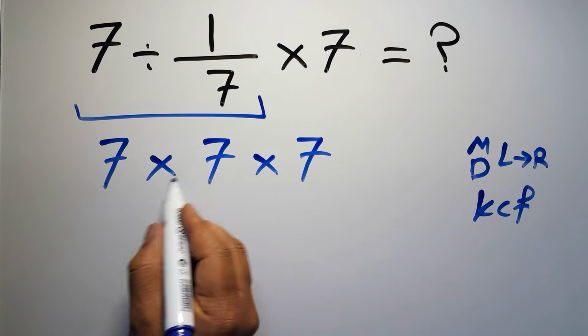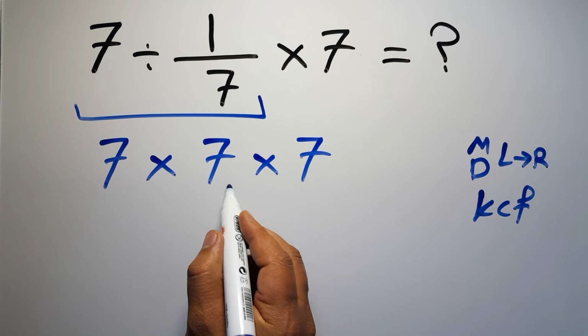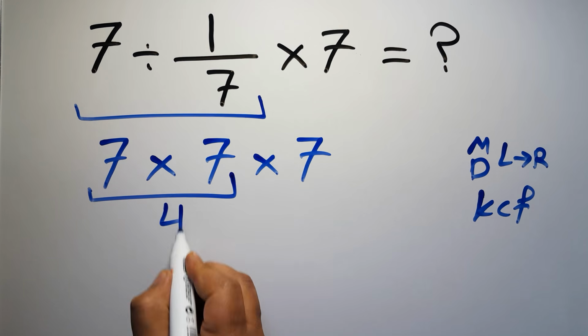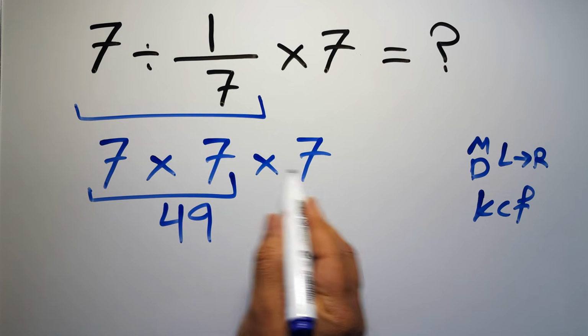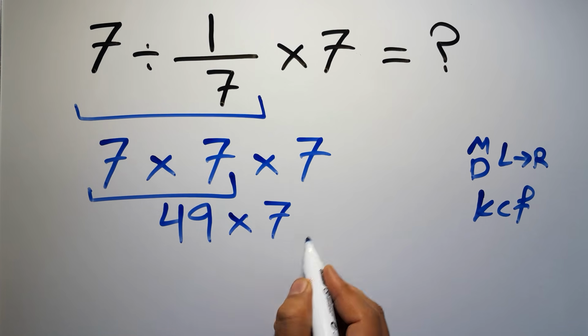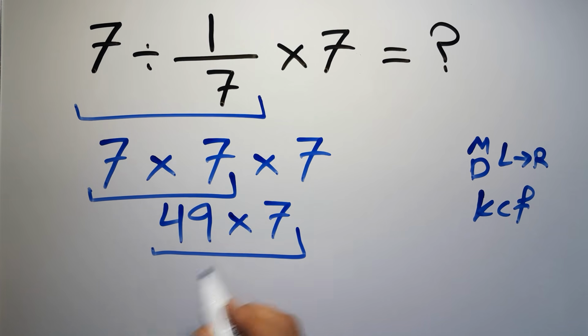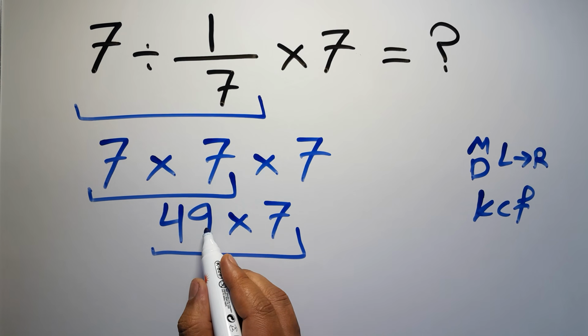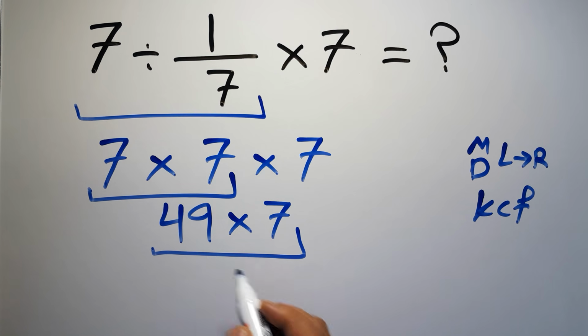Okay, first we do this multiplication. 7 times 7 gives us 49. So 49 times 7. Okay, 7 times 9 gives us 63. So we write 3 here and carry 6 here.